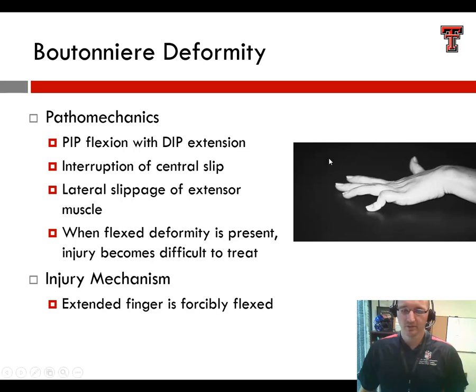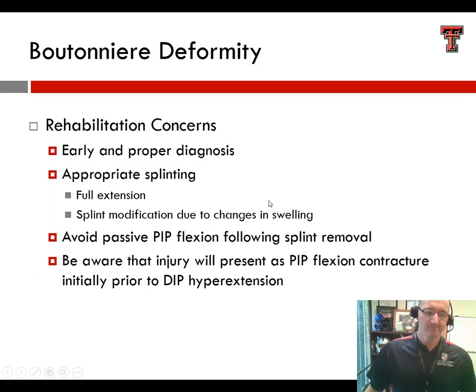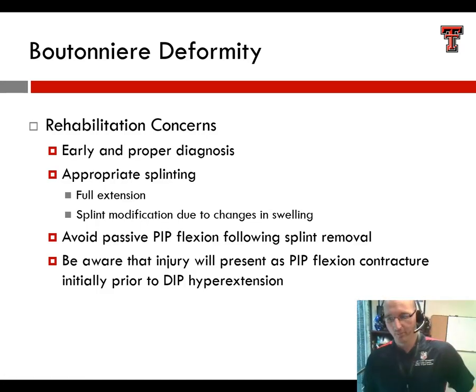Okay. In the case of a boutonniere deformity, we see this characteristic button hook look to the finger. Here we see the PIP is in flexion and the DIP is in extension because the avulsion has occurred at the central slip at the PIP joint. Okay, when that flex deformity is present, that injury becomes very difficult to treat. We want to catch this early. We don't want them to play with this because the ability to address this goes down the longer we wait.